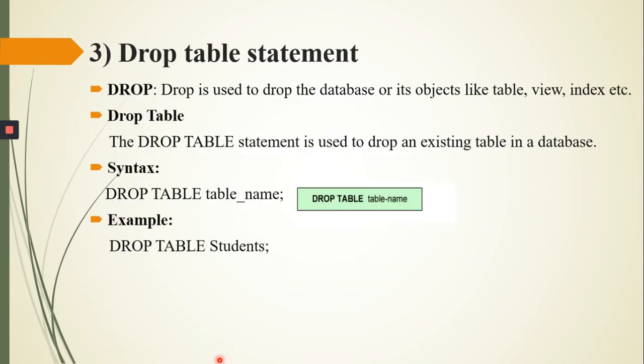Now next is drop table. Drop is used to drop the database or its objects like table, view, index, etc. The drop table statement is used to drop an existing table in the database. So if we have a table in the database and we want to drop it, we have to use the drop table statement. The syntax is simple: drop table, then the table name we want to drop. For example, drop table student. So the student table will be removed from the database. This is the concept of drop table.